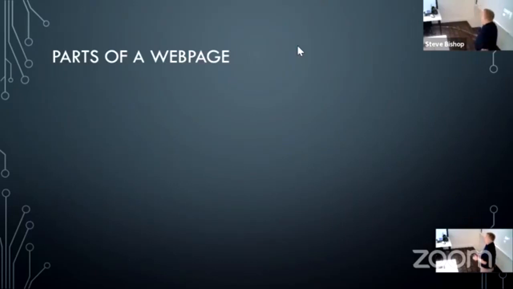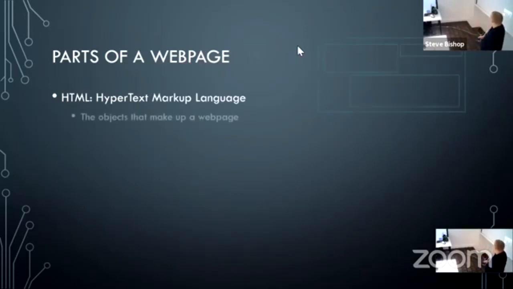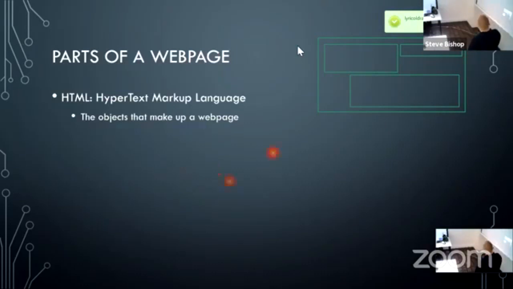So let's talk about the parts of a web page. First, we have HTML, hypertext markup language. You guys have probably heard of that before. I hope most of you guys have heard of that before. Okay, and HTML is really just the objects that make up a web page. Okay, so we have, I don't know if you guys can see that, but there's a box here which represents the web page. We have another box there, another box there, and another box there. That's just kind of representing the objects that make up a web page.